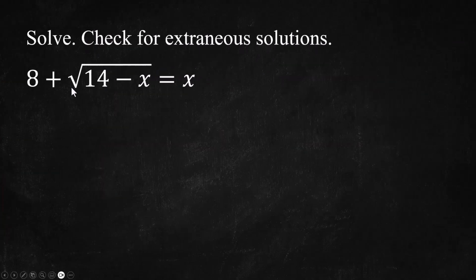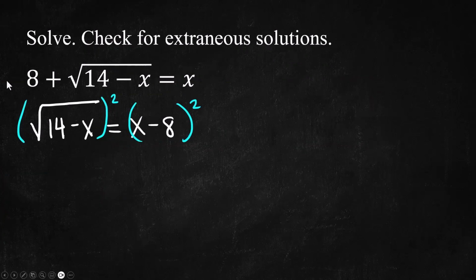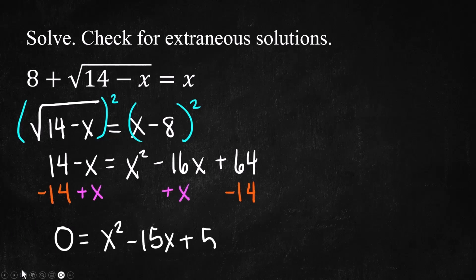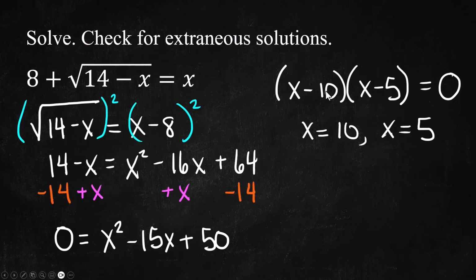I want that radical to be by itself, and then I'm squaring both sides. You're going to get 14 minus x on this side, and over here, if you square x minus 8, you get the trinomial x squared minus 16x plus 64. I need to get a 0. I'm just going to subtract 14 from both sides, and then I'm going to add the x, and I end up with 0 equals x squared minus 15x plus 50. This is something I can factor. So I did. If x minus 10 equals 0, that means x equals 10. And if x minus 5 equals 0, that means x equals 5.